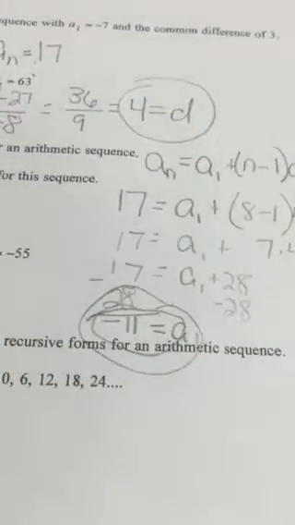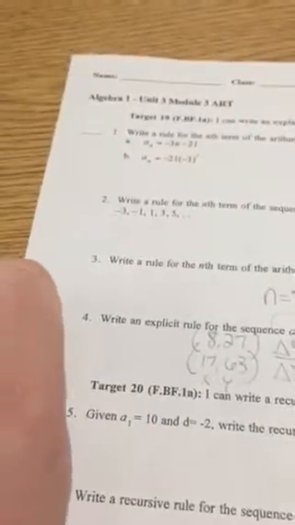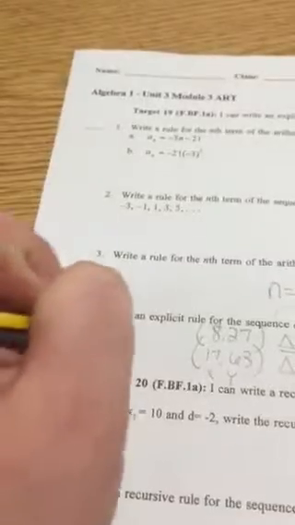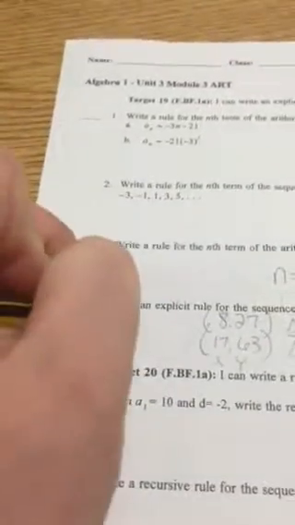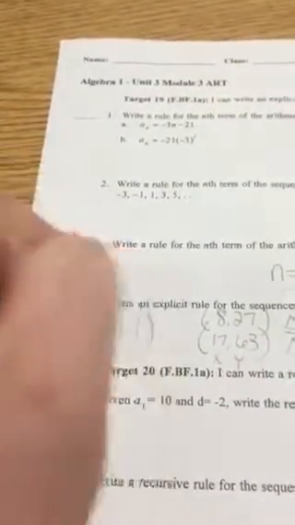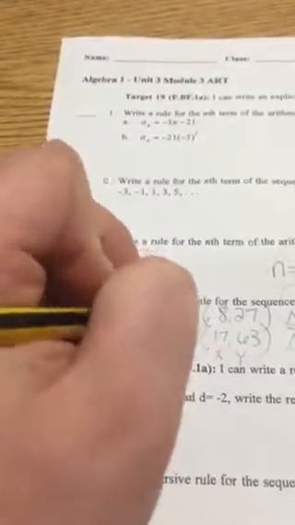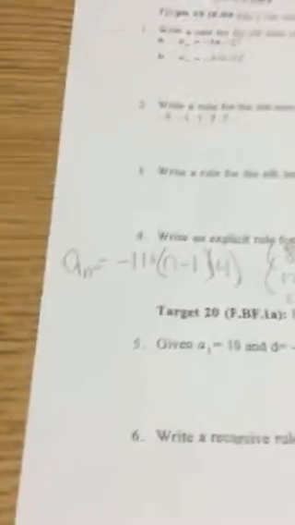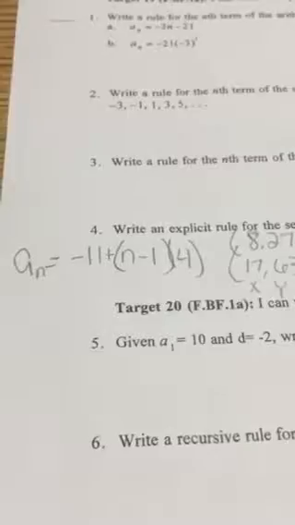So now I have identified my first term. Sorry, don't mind my circle here. I've identified my first term and my difference, so I can go back and write an explicit rule. Okay, so I have an equals negative 11 plus n minus 1 times 4. All right, and that is what I will conclude with.